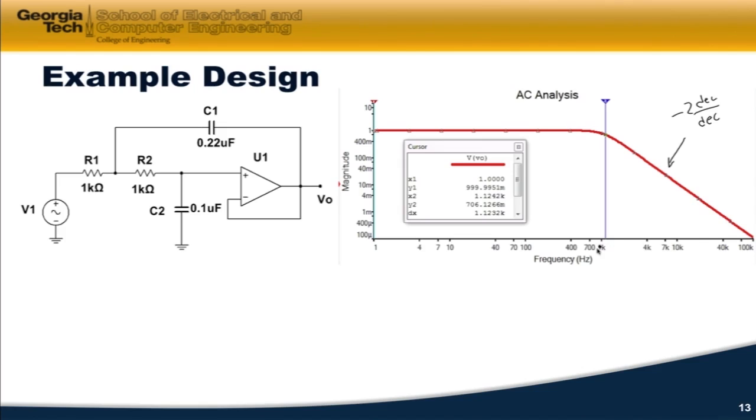Let's look at this decade increase in frequency. So in moving from 1 kilohertz to 10 kilohertz, we increase by a factor of 10. And in doing that, we decrease the magnitude of the transfer function from 1 to 10 milli, a change in 2 decades in magnitude. So from 10 milli to 100 milli to 1 is a factor of 100, or 2 decades. So we went down 2 decades for this 1 decade increase in frequency.